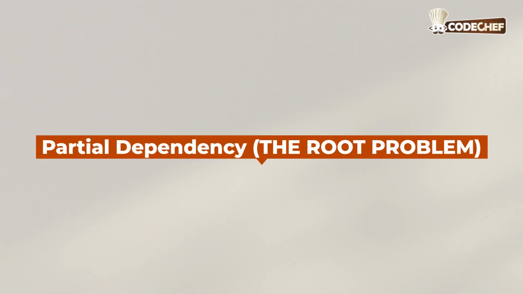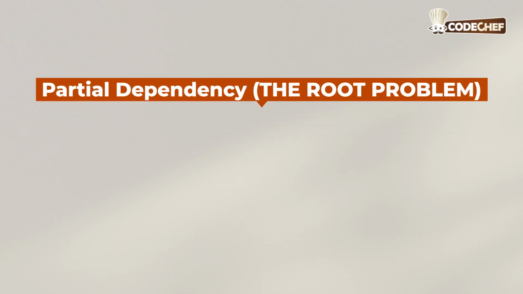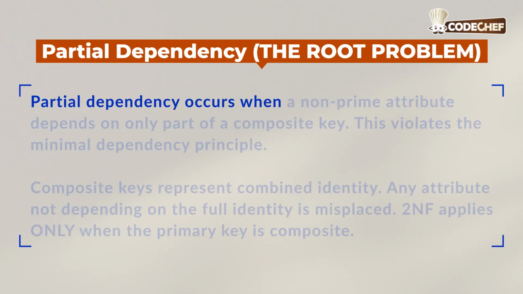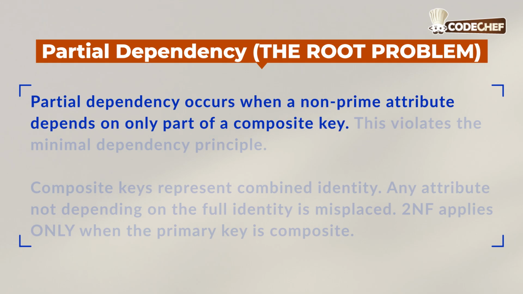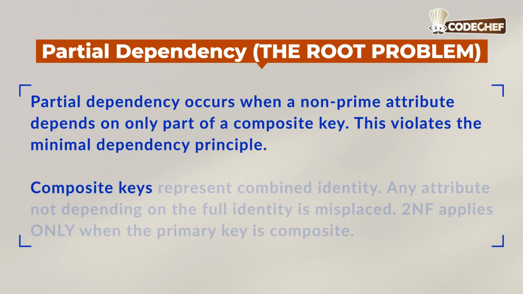Partial dependency. This is the root problem. So partial dependency occurs when a non-prime attribute depends on only part of a composite key. This violates the minimal dependency principle. Now what is a composite key?